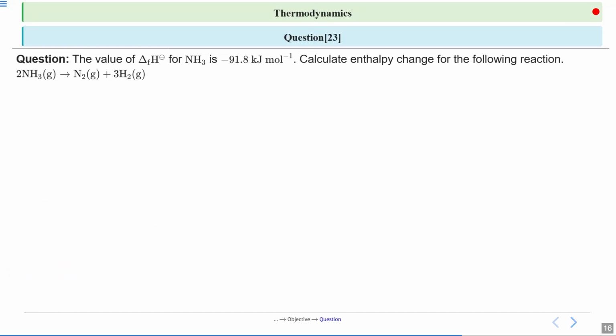Next question. The enthalpy of formation for ammonia is minus 91.8 kilojoule per mole. Now you have to calculate the enthalpy change for the reaction, which is simply the dissociation of ammonia into nitrogen and hydrogen. Your time to solve this question starts now.